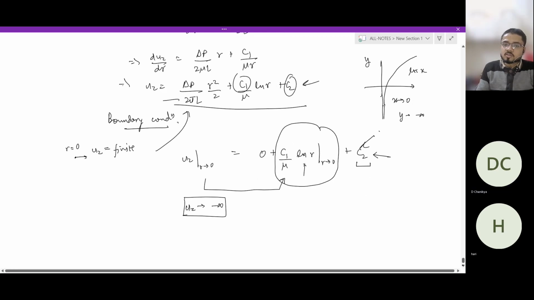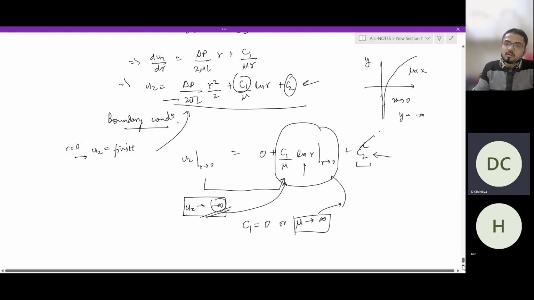But this is not realistically possible, right? So this would imply that this term should be such that the velocity does not move to infinity or out of bounds. So this necessarily implies that c1 must be 0, right? Or mu should be infinity, right? So in the case of highly viscous fluids where mu tends to infinity, you might sometimes be able to neglect this condition. That is a case of super dense fluids.